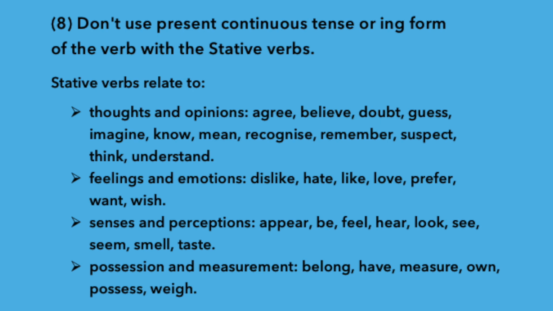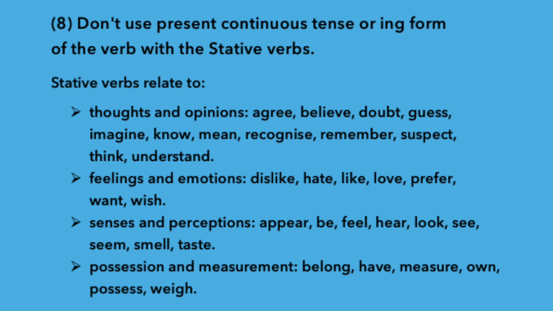Then the other stative verbs are for feelings and emotions like dislike, hate, like, love, prefer, want, wish. We don't say we are wishing, they are wanting, he is preferring, etc. Then stative verbs also relate to senses and perceptions. For example, appear, be, feel, hear, look, see, seem, smell, taste. We don't say he is appearing, she is feeling, I am hearing, he is looking, they are seeming.